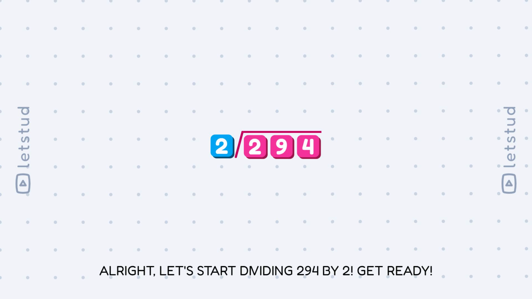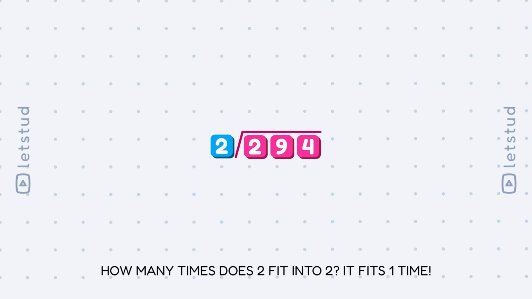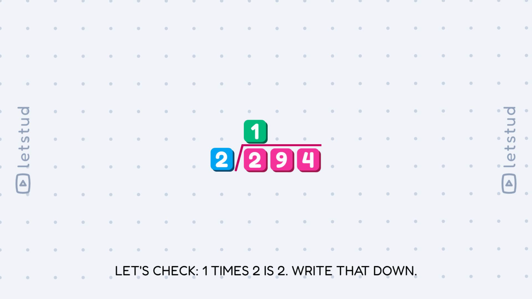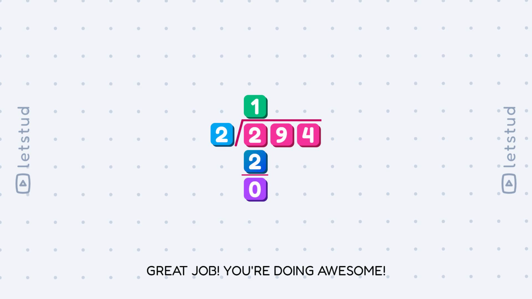Alright, let's start dividing 294 by 2. Get ready. We bring down the first digit, which is 2. How many times does 2 fit into 2? It fits 1 time. Let's check: 1 times 2 is 2, write that down. Now we subtract 2 from 2, that leaves us with 0, easy peasy. Great job, you're doing awesome.